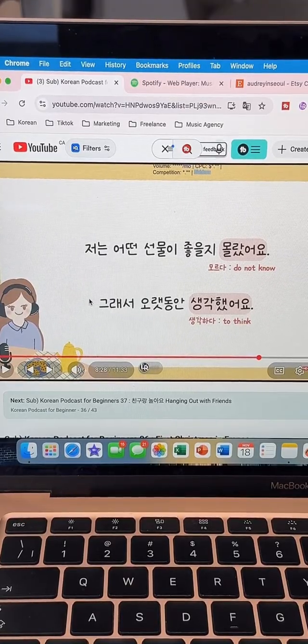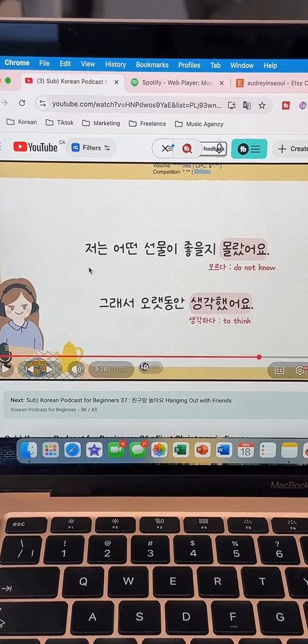So let me repeat those sentences out loud. I will be saying them first faster and then after that slower. If you want to read it with me when it is slower, feel free to do so. 저는 어떤 선물이 좋을지 몰랐어요. 그래서 오랫동안 생각했어요. Let me repeat a little bit slower for you guys. 저는 어떤 선물이 좋을지 몰랐어요. 그래서 오랫동안 생각했어요. So let's translate everything together.